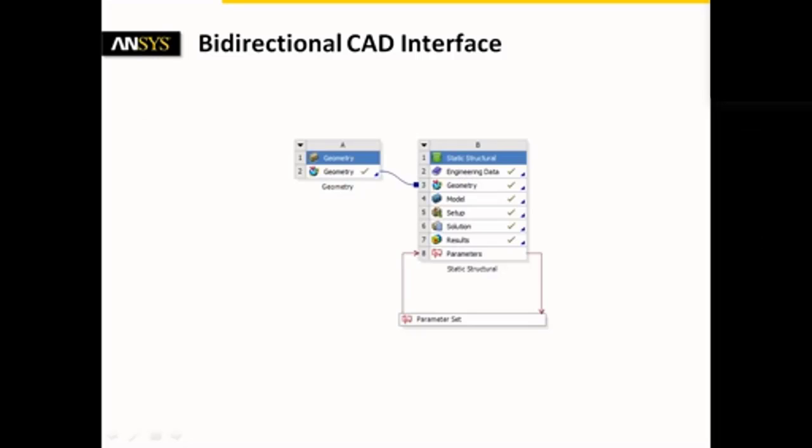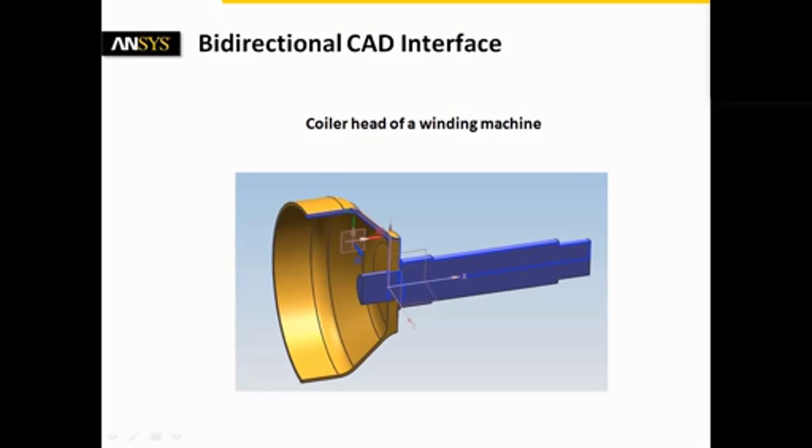This short clip gives you insight into the use of the bidirectional CAD interface between Ansys Workbench and the CAD system NX 8.5. Therefore, a coiler head of a winding machine will be analyzed. The geometry of the drum is described with the help of several parameters.